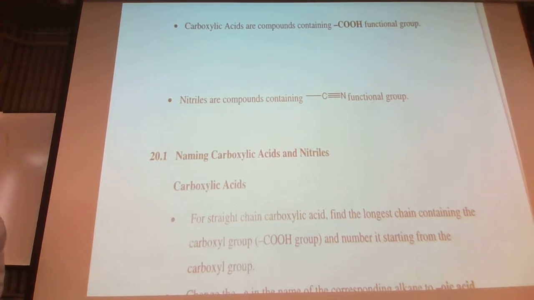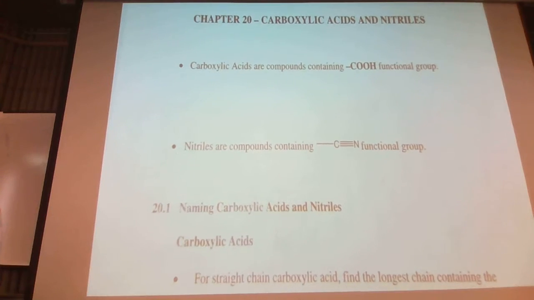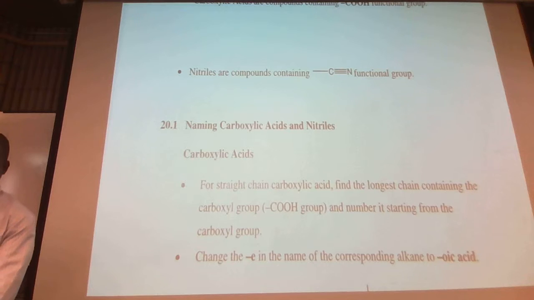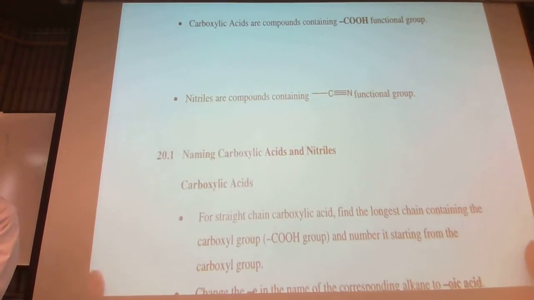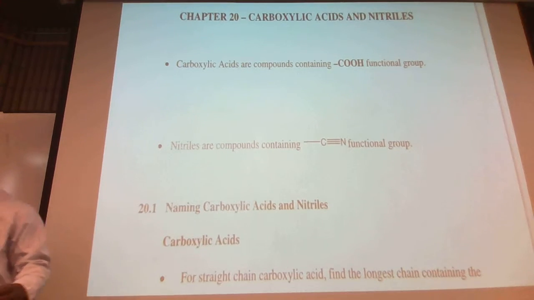Alright, so the next functional groups we'll be considering are carboxylic acid and nitriles. Okay, so as usual, we're going to learn to name them, we're going to learn to make them, and then we're going to discuss the reactions they participate in.